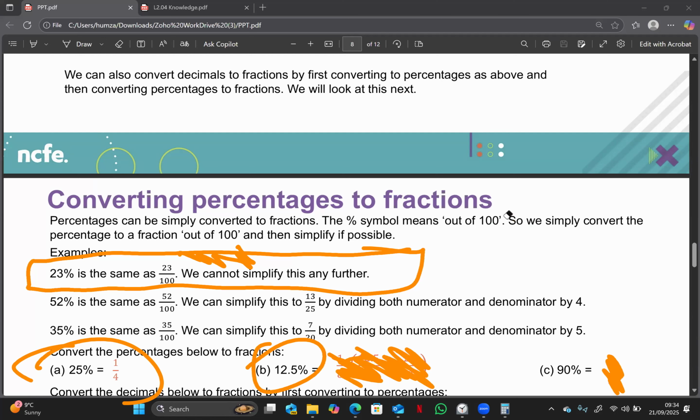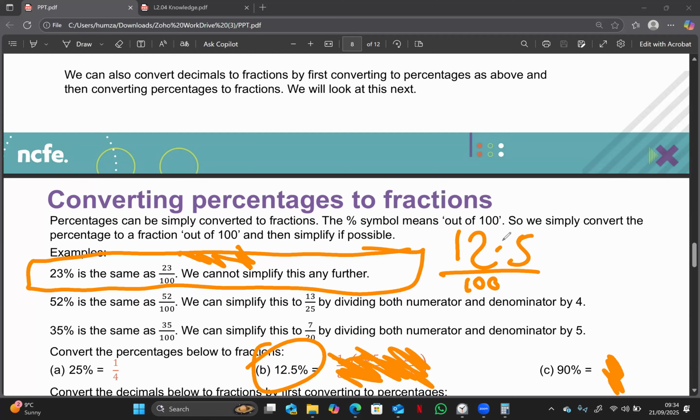What would we do? The same thing we did for A. What did you tell me before? You said something divided by 100. Exactly. So we would do 12.5 divided by 100. But we know that we can't write it like that, isn't it?